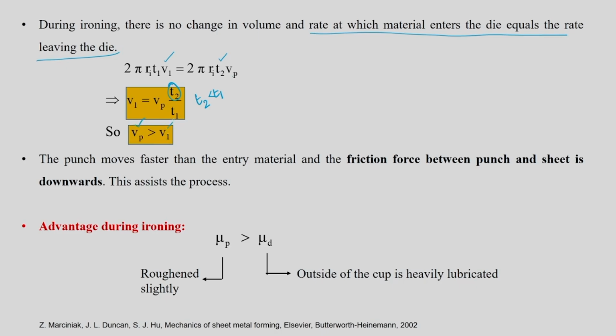Here you would see that Vp is greater than V1. The punch moves faster than the entry material. The punch moves faster than the entry velocity. So, your output velocity would be larger than the input velocity.